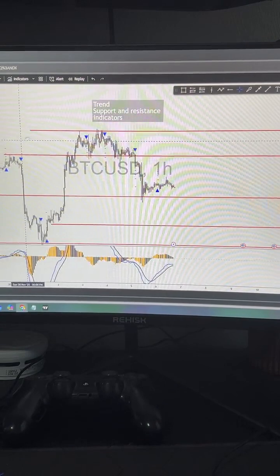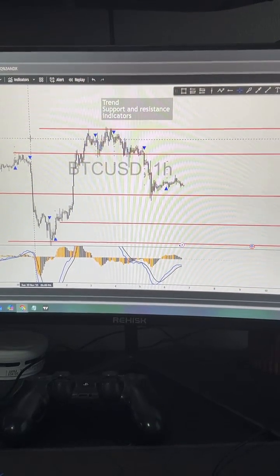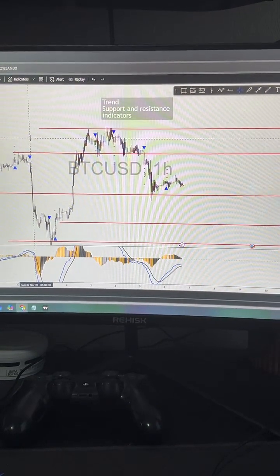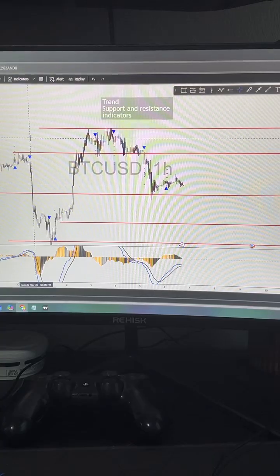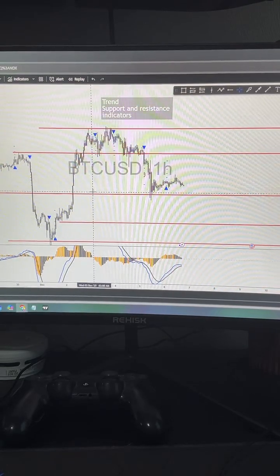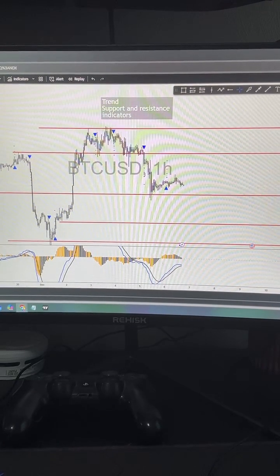You mark the areas that you want on the higher time frame. The higher time frame is the boss. It tells you the actual direction of the trend. What you don't want to do is go to the 5 minute.